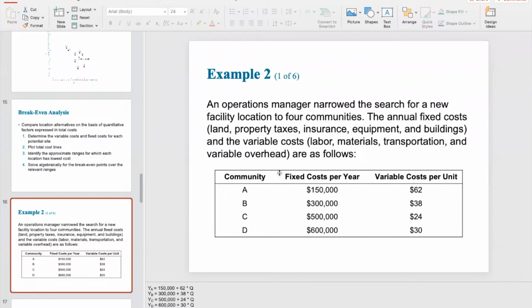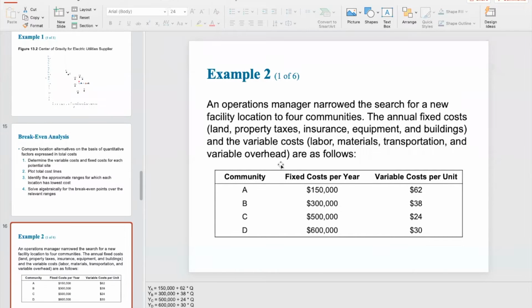For instance, if you decide to set up your factory at community A, then the annual fixed cost will be $150,000, and the variable cost for every unit delivered to the customer will be $62. The same idea applies to communities B, C, and D, although the specific numbers are different. Given all the information shown here, we can use break-even analysis to find out the most appropriate community given a certain level of order quantity.